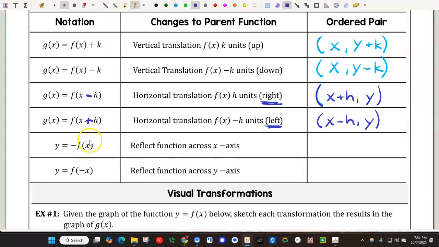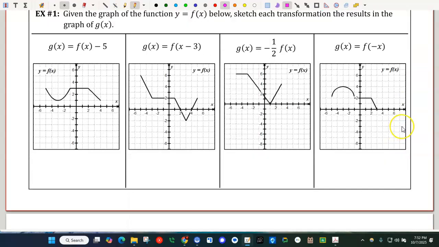Now we also have reflections over the x-axis. If we have a negative on the outside, that's just going to change all the y values. The y values become the opposite. So we have x comma the opposite of y. And then if we have a negative on the inside of the function, that's going to be a reflection across the y-axis. So all the x values will be the opposite. So that's just a review, and we're going to use this to move functions around a little bit. Just a little reminder.